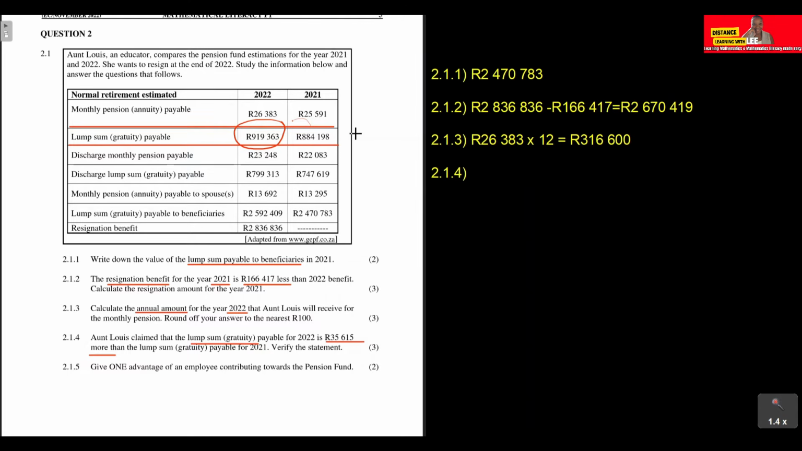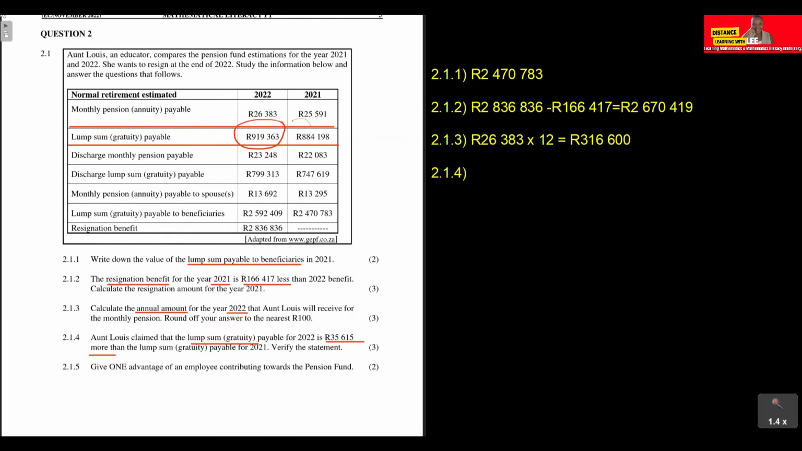All that we need to do, guys, is take that 919,363 and minus it by 884,198, to determine whether this amount is bigger than 35,615, less than 35,615, or equal to it. And then we're going to make our conclusion.